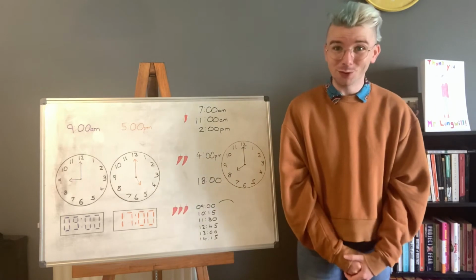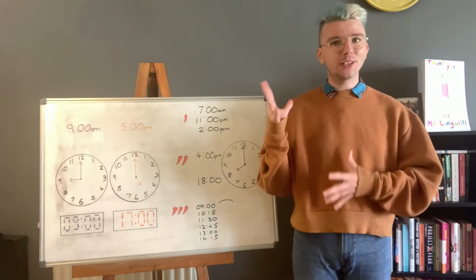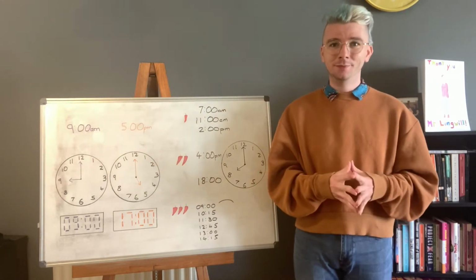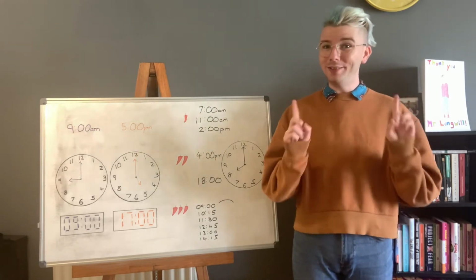Here is your medium solution. Let's start with 4 PM. What are the other ways we could show that time? If you said an analog clock and a 24-hour digital clock, well done.